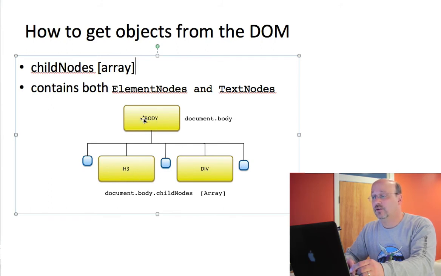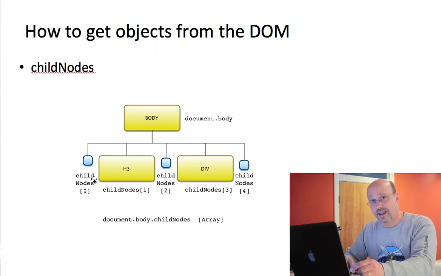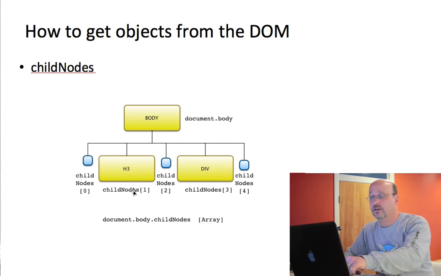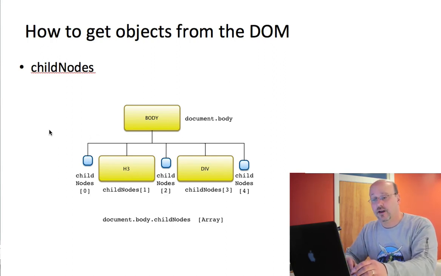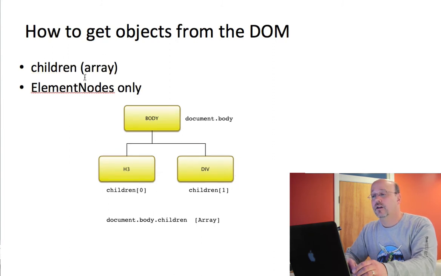So in this case, if I do document.body.childNodes, I get an array that contains these 5 elements. There's 3 text nodes and there's 2 element nodes. And here's what it would look like to access these in code. It would be document.body.childNodes and then square brackets 0, 1, 2, 3, and 4, and that would be these 5 elements.